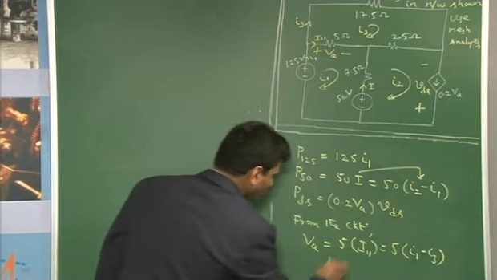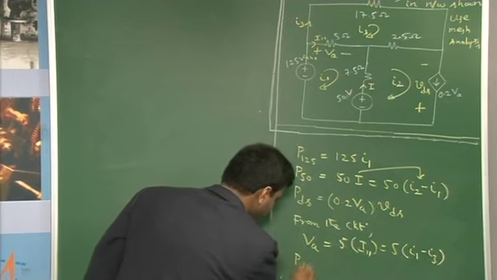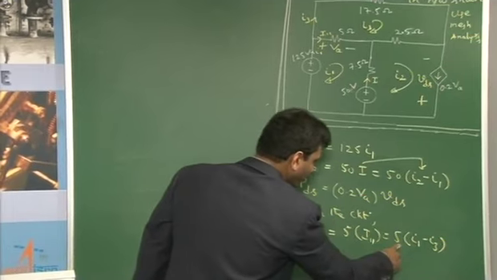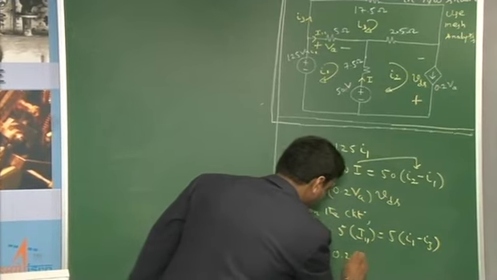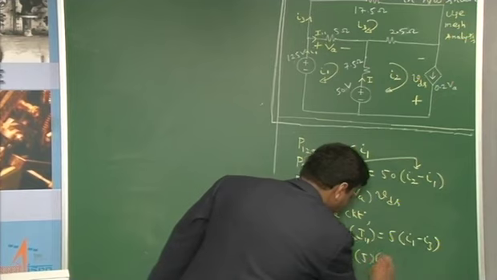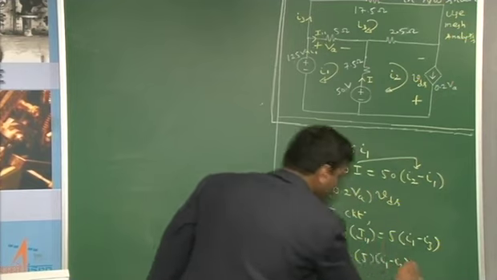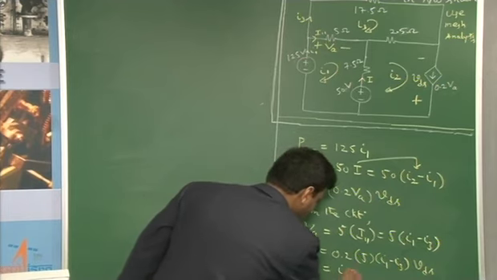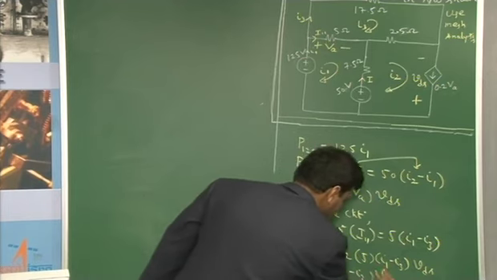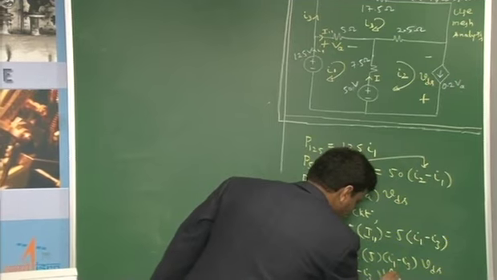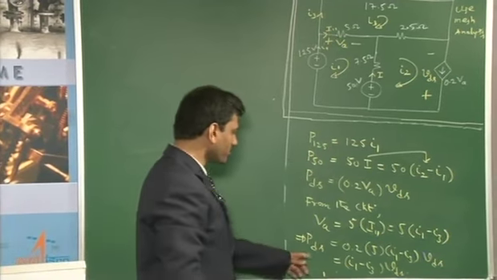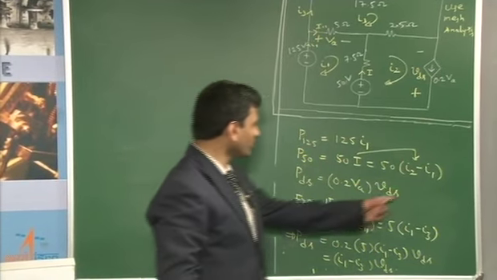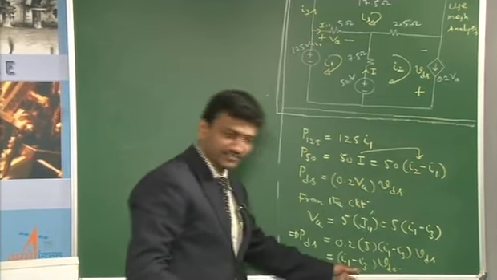Okay, yeah. So now take this and substitute here. So this implies PDS is equal to 0.2 into 5 into I1 minus I3, then this VDS. So 0.2 into 5 is 1, so I1 minus I3 into VDS, right. So this is the power delivered by the dependent source. Now if you observe, you require I1, you require I2, you require I3 as well.